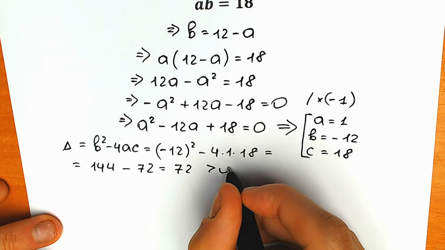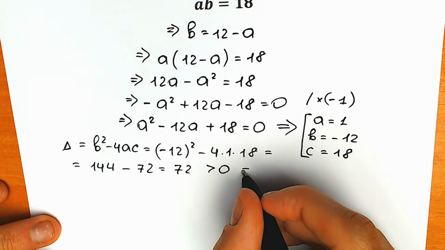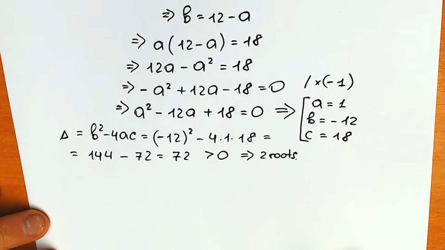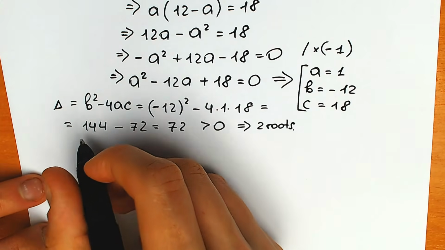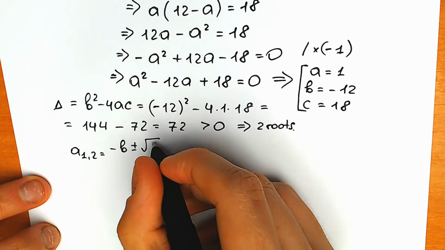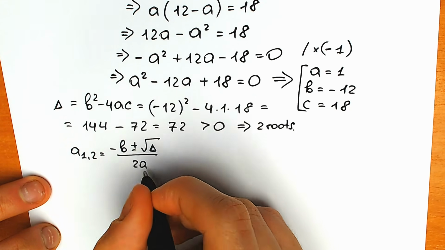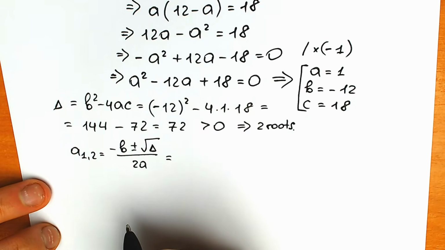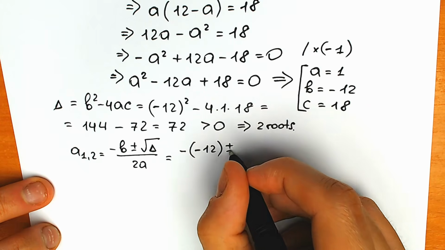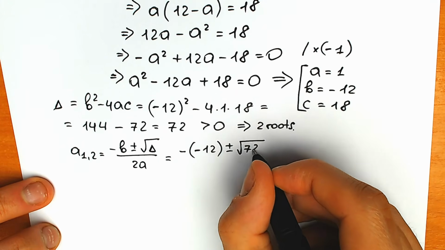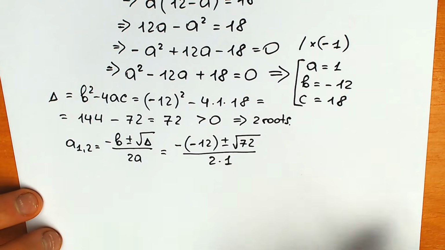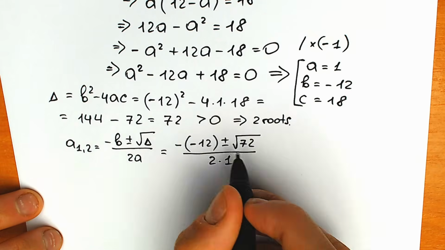Our discriminant is greater than 0, so we have two real roots. This is also really great. Right now let's plug everything in. We have a first and a second equal to minus b plus or minus the square root of the discriminant, all over 2a. So minus b, minus 12, plus or minus the square root of 72, and all over 2 times a, 2 times 1. Right now let's simplify this. First of all, right here we can cancel these negative signs.